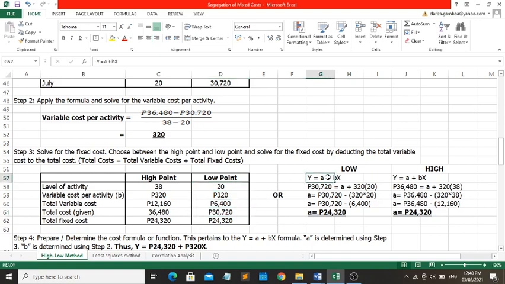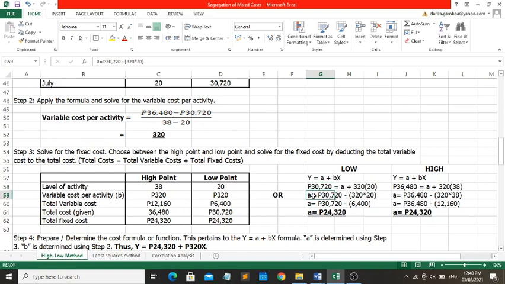So, ang magiging cost function natin, total cost is 30,720 equals A, kasi yung A yung hinahanap natin, di ba? Plus 320, ito na yung na-compute nating B, times X, yung number of guests admitted, which is 20. Okay? Ngayon, ang kino-compute, ang walang value is yung A, yung total fixed cost. So, ibig sabihin, yung A is equal to Y minus BX.